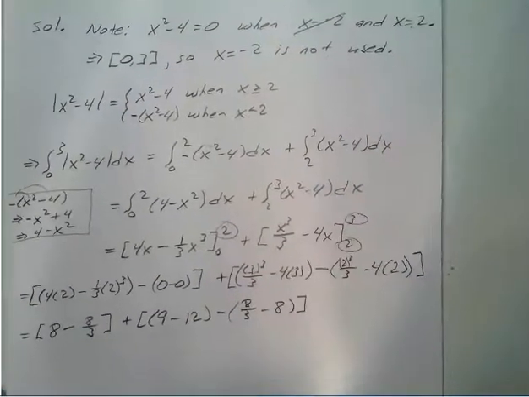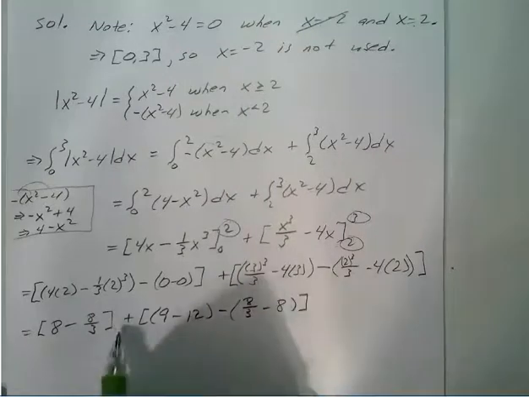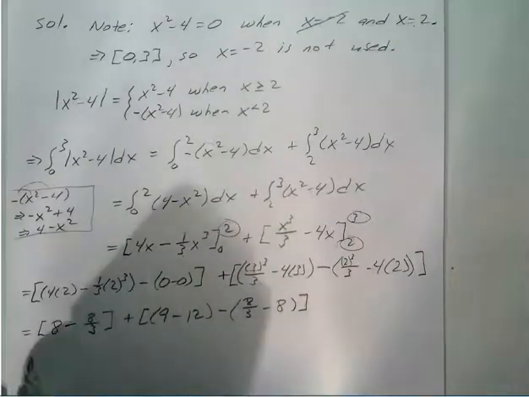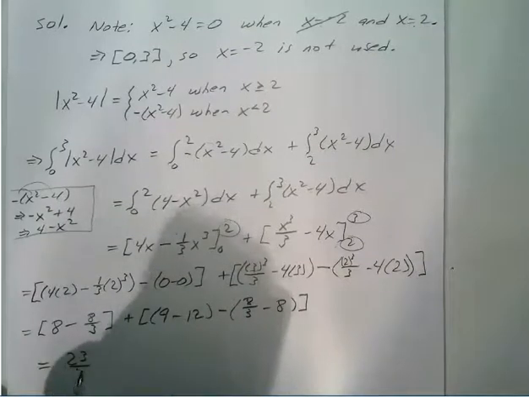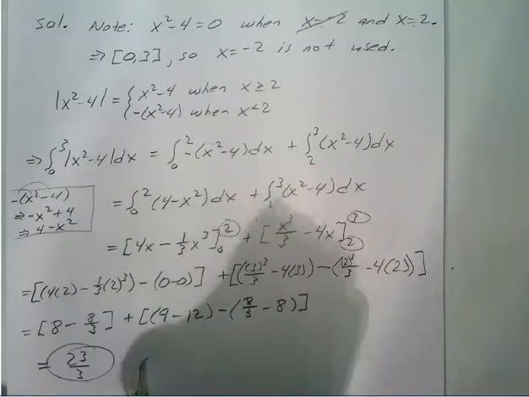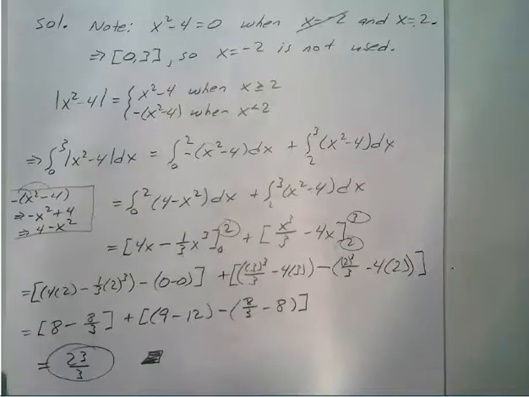Okay, so since we're kind of running out of room, by the time we combine like terms and simplify and everything else, we end up with 23 over 3 as our final answer.